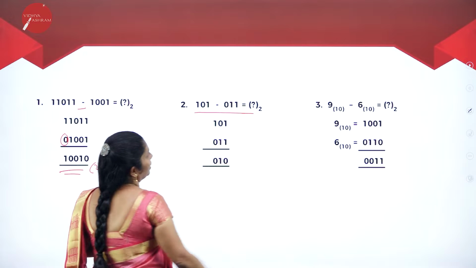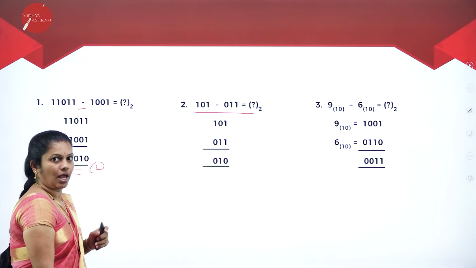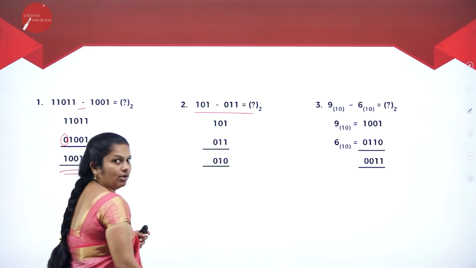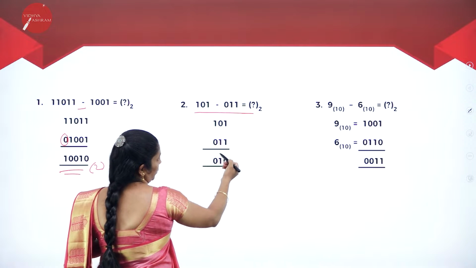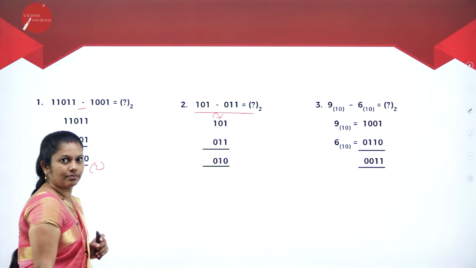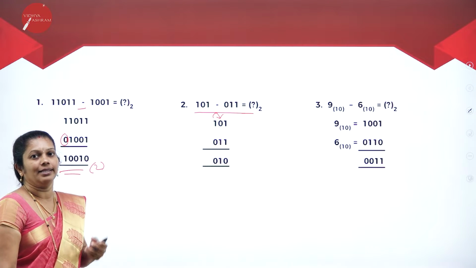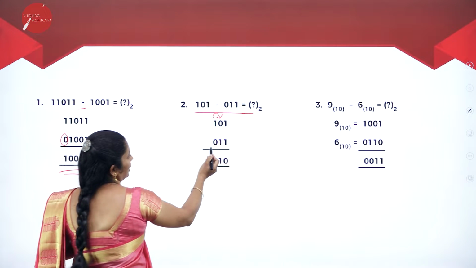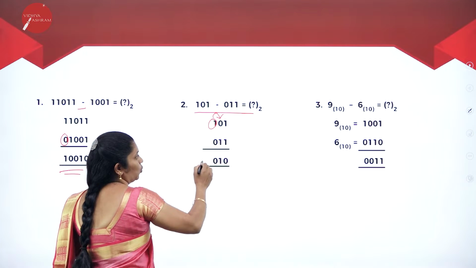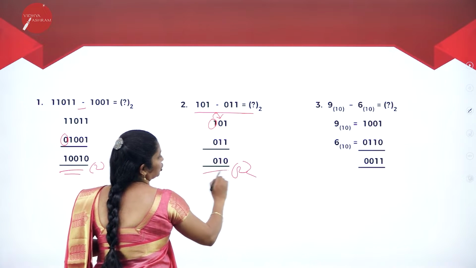Consider one more problem. Here, 101 minus 011. I want to find the subtraction. Once again, 1 minus 1, the value is 0. Here, 0 minus 1. In that case, we have to take a borrow from the neighboring one. When I take the borrow, it represents 2. Then 2 minus 1, the output here is 1. Already we have given this borrow 1, that's why the output here is 0. This is binary subtraction.